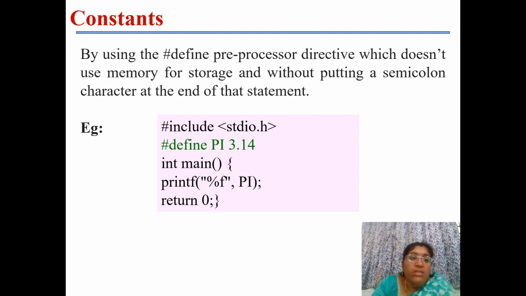Next, we can use the hash define preprocessor directive, which does not allocate memory for storage and is written without a semicolon at the end of the statement. So we declare it like this: hash define pi 3.14. So the pi value is 3.14 for the entire program.